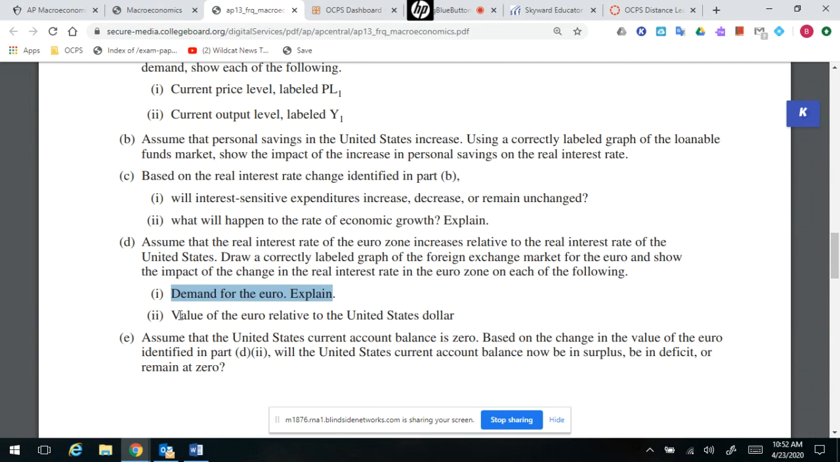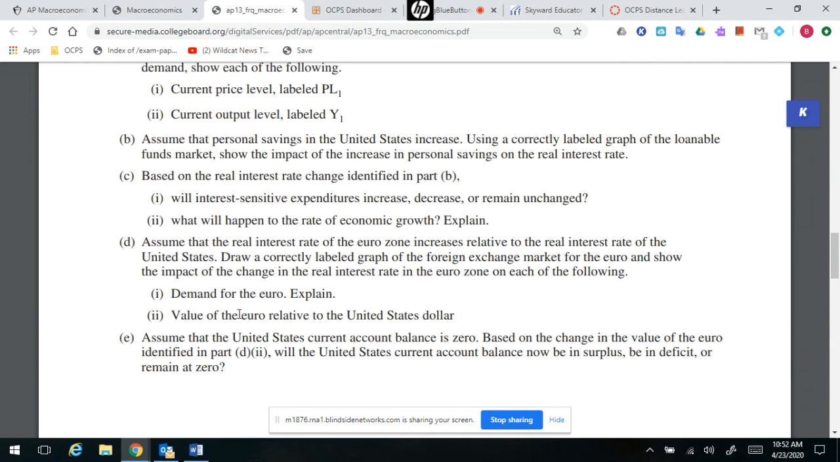When you demand something more, that means it's going to appreciate in value. So the value of the euro is going to go up, and in comparison, the value of the dollar will be depreciating. Assume that the United States current account balance is zero, okay? Based on the change in the value of the euro identified in part D2, will the United States current account balance now be in surplus, be in deficit, or remain at zero?